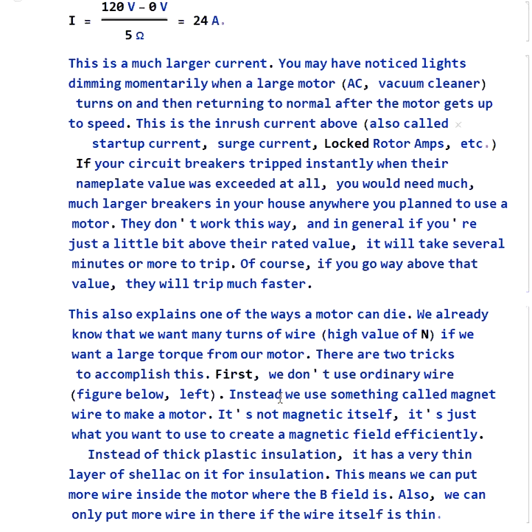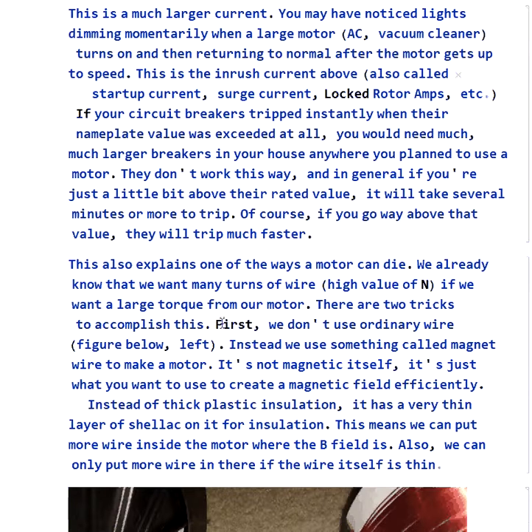Now, if your circuit breakers tripped instantly as soon as you went above their nameplate value at all, you'd have to have much larger breakers in your house anywhere you were going to use a motor. They don't work this way, fortunately, and if you're just a little bit above the rated value, it can take minutes to an hour or more to trip. The farther you are above that rated current, the faster they trip. This also explains one of the ways you can kill a motor.